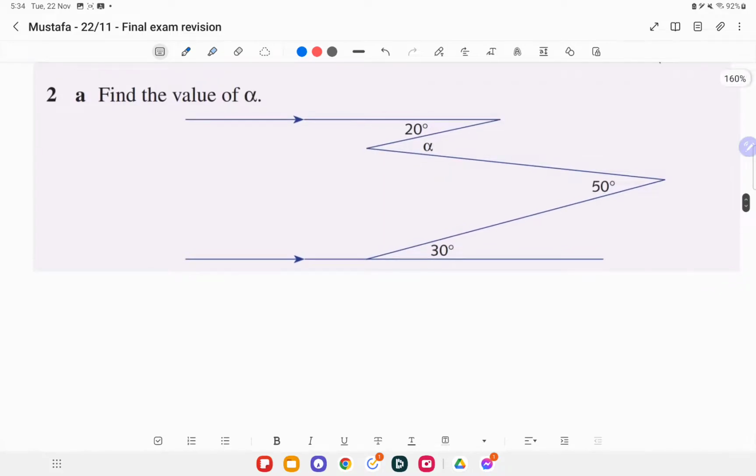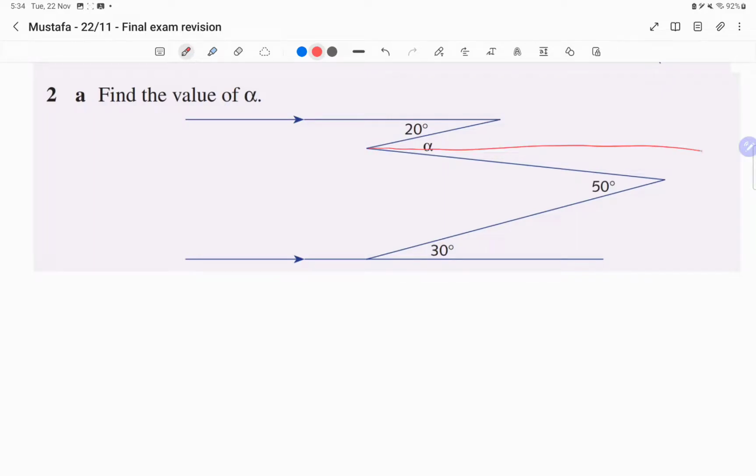Find the value of alpha. Where would you draw the parallel lines? On top of alpha, like the line there. Yes, the line at alpha, like this line here, so it's a parallel line. Where else? At 50. At 50, yes. Which way? To the left or to the right? To the left, correct. To the left, like here.